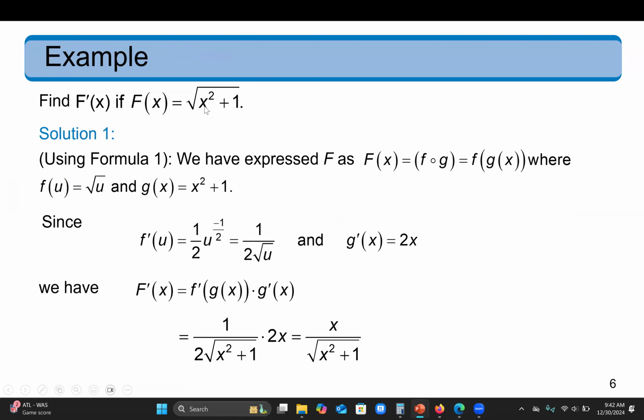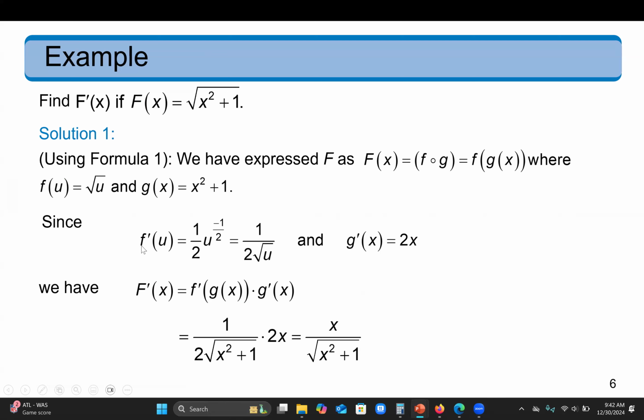So let's see the example again. Here, to find the derivative of the square root of x squared plus 1, first we use the power rule on the square root of x squared plus 1. Then we multiply by the derivative of x squared plus 1, which is what we called g'(x). So that's what we have here again.